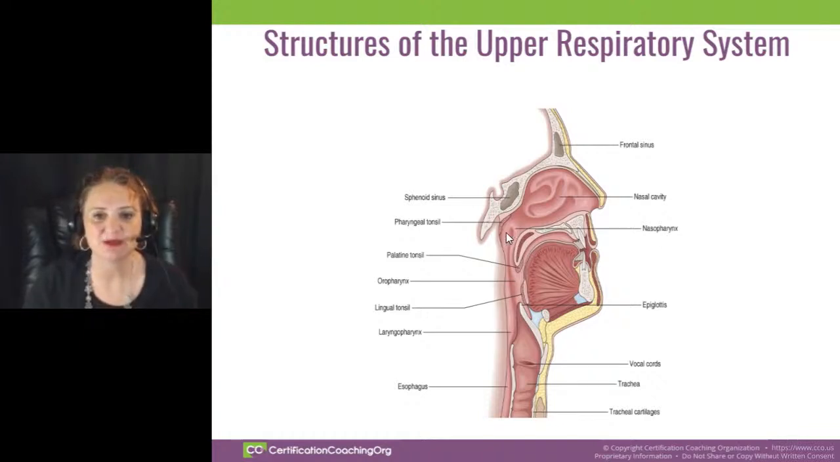Nasal pharynx, again, the back of the throat. Oral pharynx is down deeper. This is the tongue. Glossal. Lingual is where we get speaking, your language, your lingual.